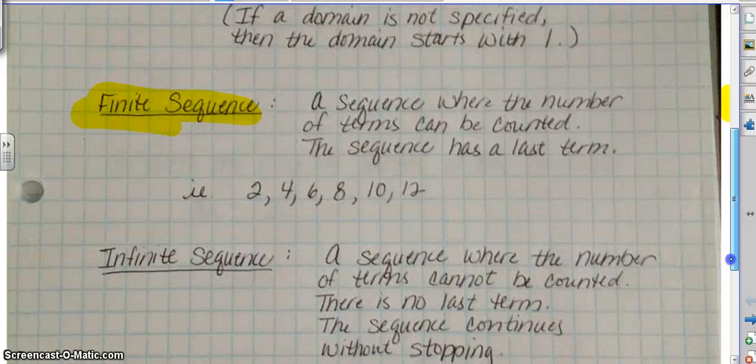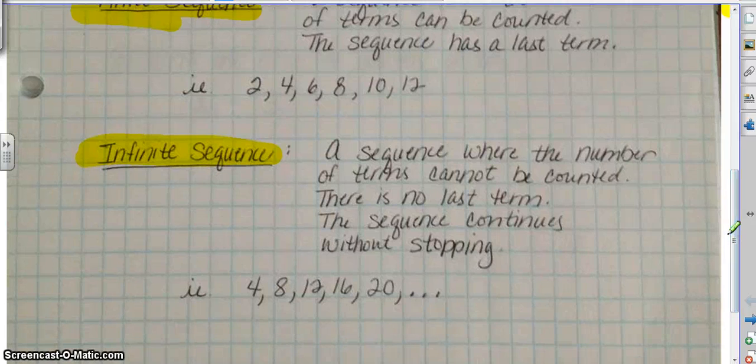An infinite sequence is a sequence where the number of terms cannot be counted. There's no last term and the sequence continues without ever stopping, such as 4, 8, 12, 16, 20. You can see the pattern. I keep adding 4 to get to the next term, but the terms never end. The dot, dot, dot at the end means they continue on forever.